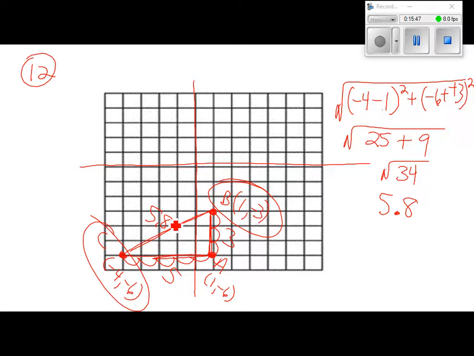Find the perimeter of this, we're just going to add those three. So 5 plus 3 plus 5.8. And that's going to give you about 13.8 units. And that's letter C.